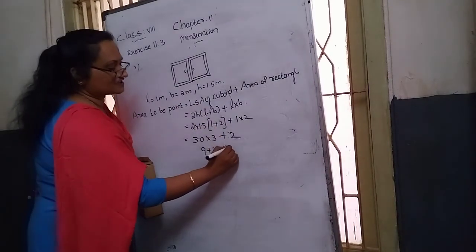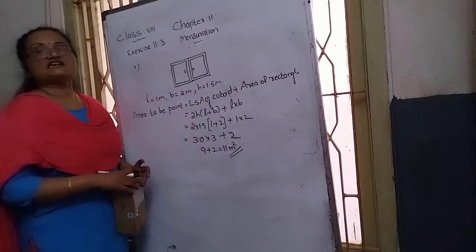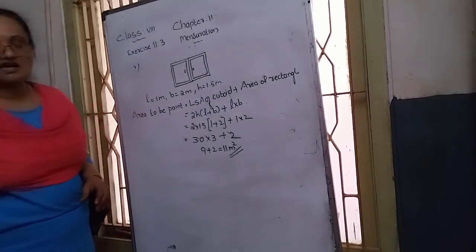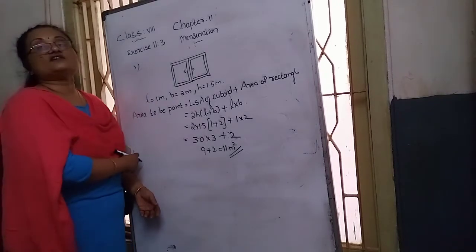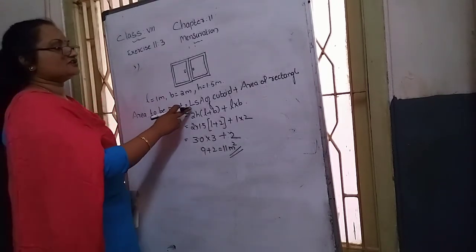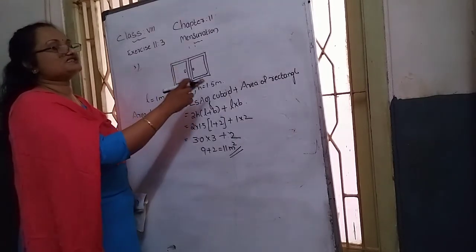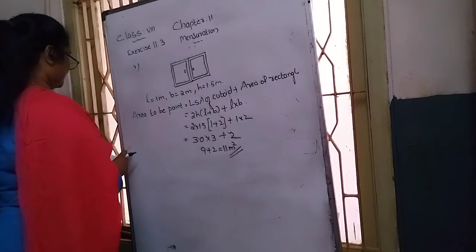It is given in which form? Meters. That's why the area is represented as 11 meter square. So how much area does she want to paint? She wants to paint 11 meter square area. How do we identify it? LSA of the cuboid plus the area of the rectangular part. The next question.